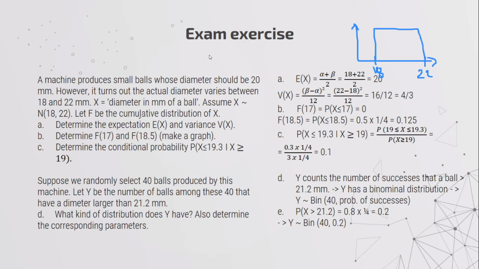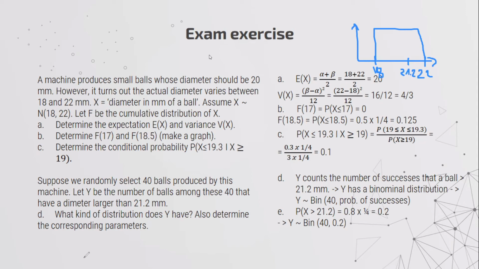Now we're going to continue to part D. We're given that we have to select randomly 40 balls that are produced by the machine, and the number that we're interested in is having diameter larger than 21.2. So it means our number is somewhere here, 21.2.